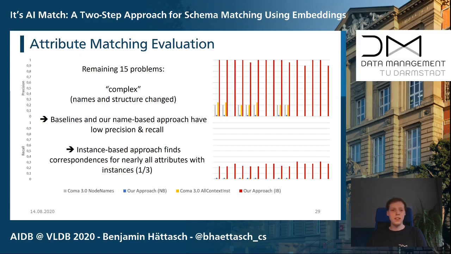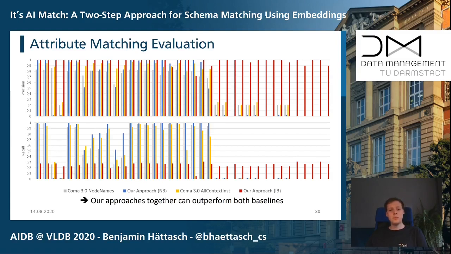But we can also see that the instance-based approach has a very high precision and it has a recall of about 1/3, which at the first moment sounds a little bit low. But when you know that only 1/3 of the tables have instances at all, this means that nearly all the correspondences were found. So our instance-based approach was able to, using those instances, find nearly all matches. So if we take those both together and see for both of them which were the parts where they work best, you can see that they would outperform the baselines.